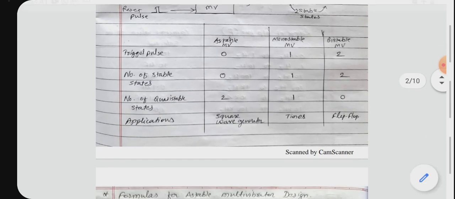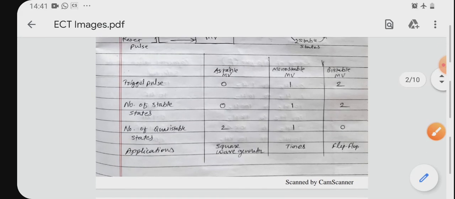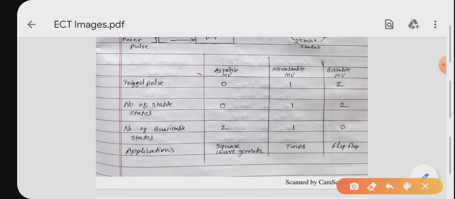Here you can see the difference between three modes. In astable mode, trigger pulse is not required. In monostable mode, one trigger pulse is required. In bistable mode, two trigger pulses are required. In case of number of stable states, as the name indicates, astable means there is no stable state. Monostable means one stable, and bistable means two stable states.